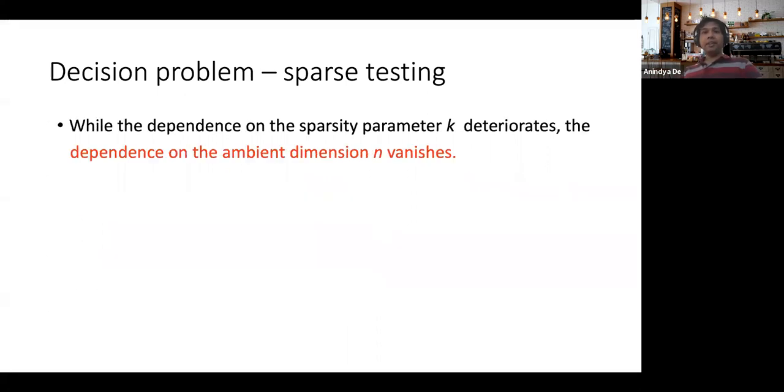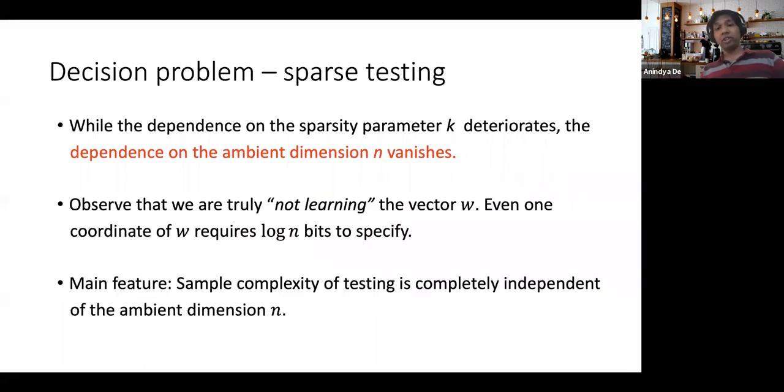Okay. And so the dependence on the sparsity parameter k deteriorates. I'm not sure whether this is tight or not. That's what our analysis gives. But most importantly, the dependence on n vanishes. And again, in a very strong sense, we are not learning the vector W, because even knowing one coordinate of W would have required log n bits to specify. So really, we are not learning W. We are doing something else. We are testing in a very different way.